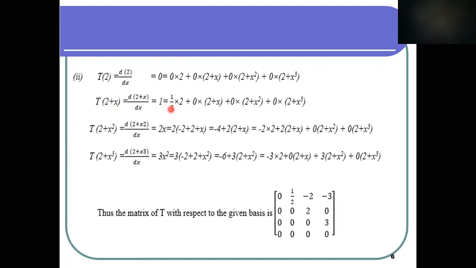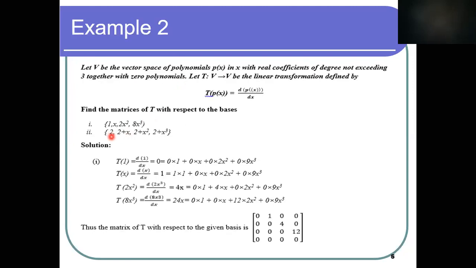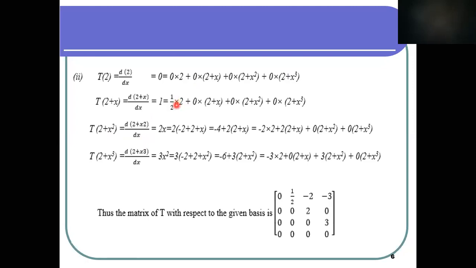So 1 into 1 plus, because this is constant, it must be the coefficient of the constant. The first element of the basis is 2, so the coefficient in that case must be 1 over 2 in order to get 1 back as the resultant. Plus 0 times (2 plus x) plus 0 into (2 plus x) squared plus 0 into (2 plus x) cubed. The rest of the steps you have to solve on your own.